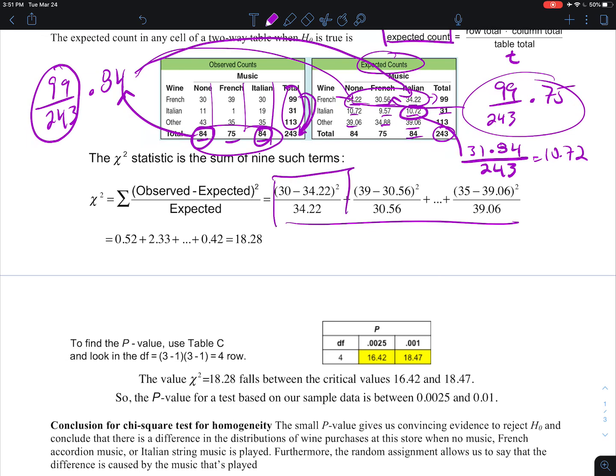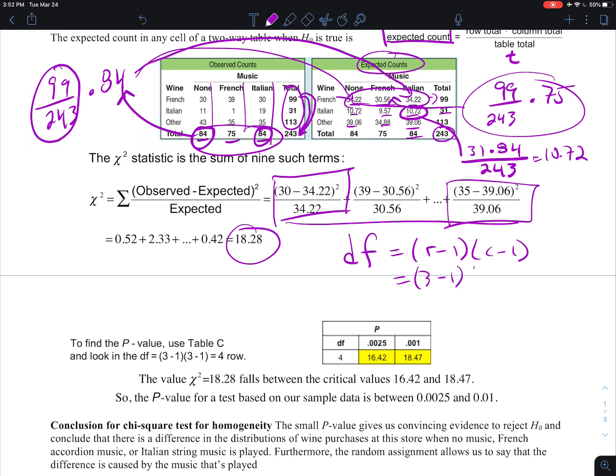When you're showing me the work, I want at least the first and last terms of the sum and the chi-square statistic. Once you have the statistic, you're going to go look that up in your chi-square table for the correct degrees of freedom. The degrees of freedom in the two-way tables, regardless of its homogeneity of proportions or independence, is going to be the number of rows minus 1 times the number of columns minus 1.